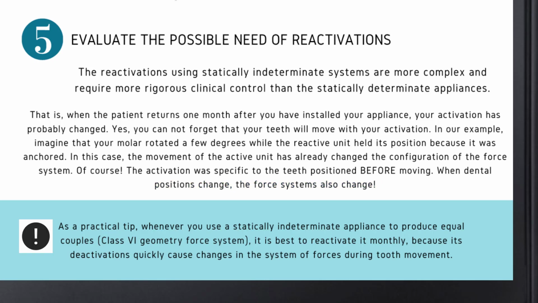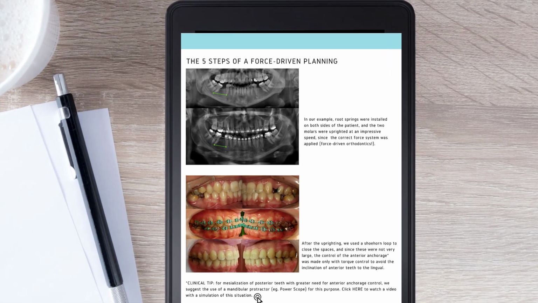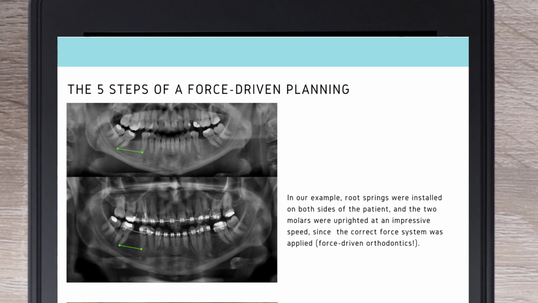As a practical tip, whenever you use a statically indeterminate appliance to produce equal couples, a class 6 geometry force system in this case, it's best to reactivate it monthly, because the activations quickly cause changes in the system of force during tooth movement. In our example, roof springs were installed on both sides of the patient, and the two molars were uprighted at an impressive speed.